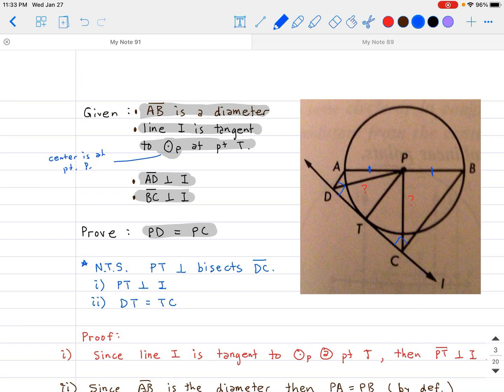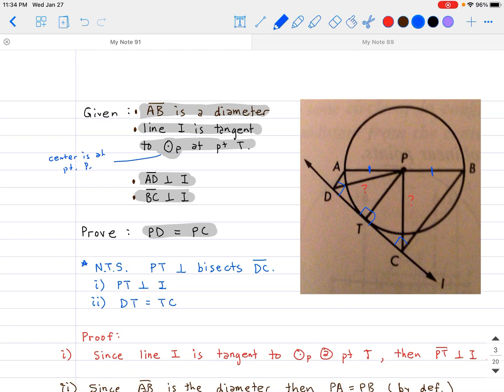So that means that we have a right angle right there. And we're given that line l is going to be tangent to the circle at T. So technically that means that we have some right angles right there too. So everything that's blue, we are extracting from the given.